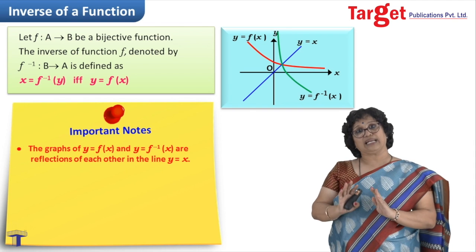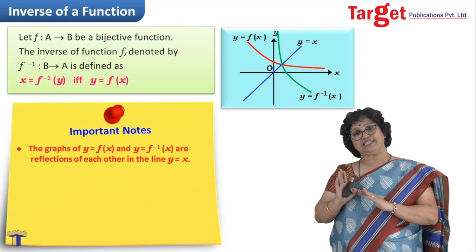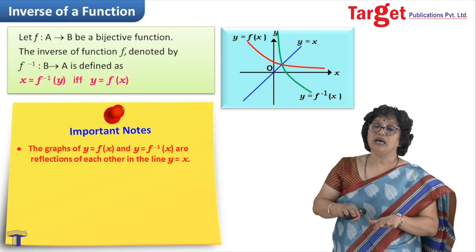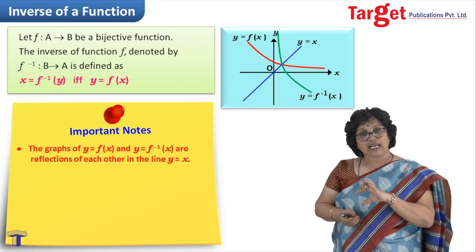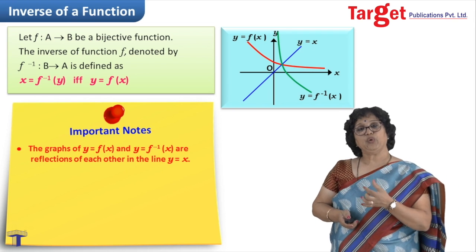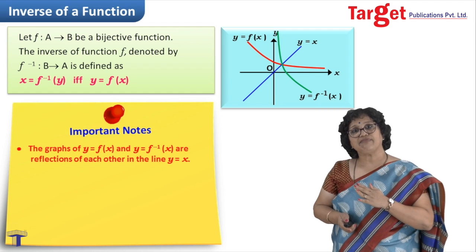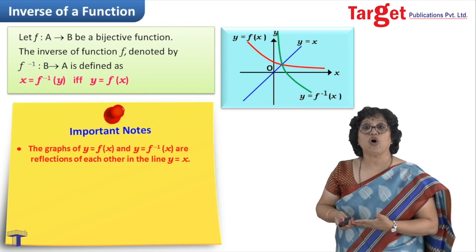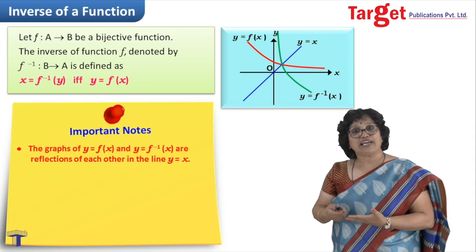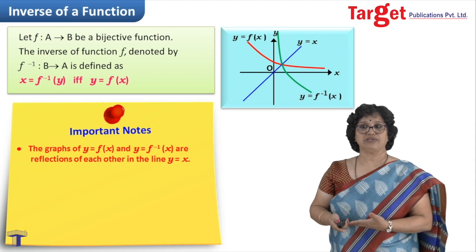You can draw both the graphs y equal to f(x) and y equal to f inverse x on the same set of axes. What you have to do is, suppose one curve is known to you, you draw that first, draw the line y equal to x and take the reflection of the known graph, and the reflection would be nothing but the inverse of the function.